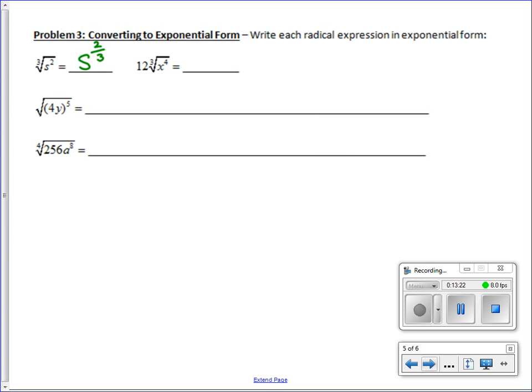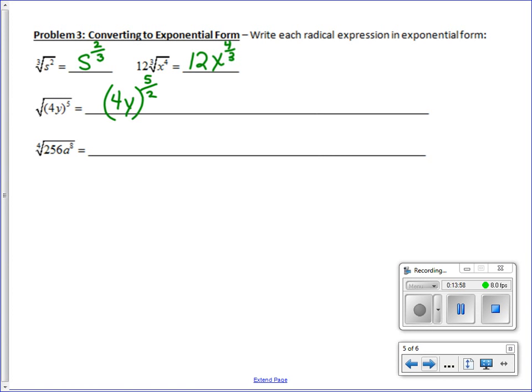On our next one, we have 12, and then x will be written to the power of 4 over 3. 4 is the exponent, 3 is the index of our radical. In our next problem, this is the square root, so we're going to write 4y, and 5 is the exponent. We're taking the square root, so it'll be 5 over 2 for our exponent.